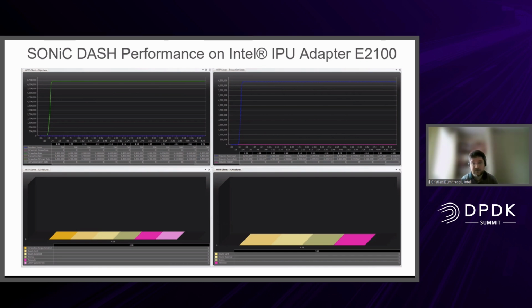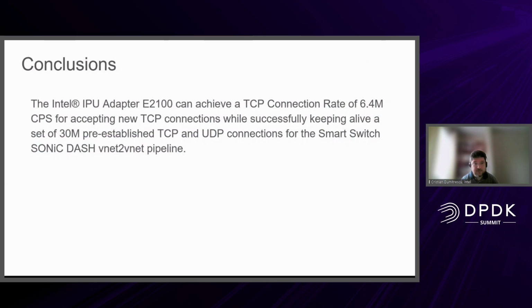So that's a great result on the IPU, and that is actually our conclusion. Before I take questions: on the Intel 2100 IPU, we can achieve a TCP connection rate of 6.4 million connections per second for new TCP connections, on top of keeping alive 30 million pre-established TCP and UDP connections.